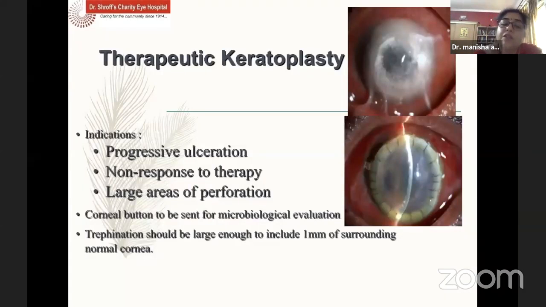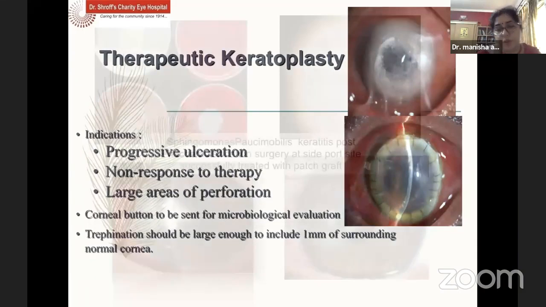Whenever the ulceration is progressing, there is non-response to therapy, and there are large areas of perforation, therapeutic keratoplasty or tectonic keratoplasty remains the only option at our hands, and it does well if the tissue we are taking and the other conditions are good. The corneal button has to be sent for microbiological evaluation, in the form of cultures as well as histopathology. We always have to consider some pearls in therapeutic keratoplasty: trephination should be large enough and include 1 millimeter of the surrounding cornea.